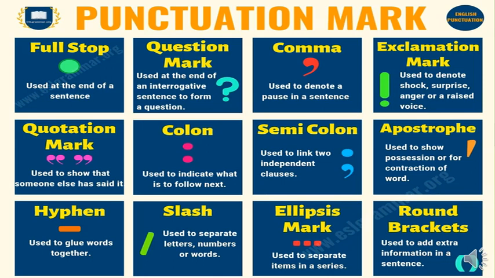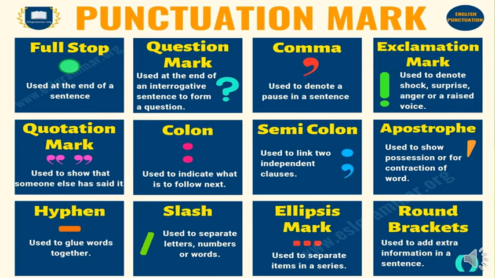Number 5 would be quotation marks, or as some people call them, speech marks. When do we use them? Of course, when somebody is saying something in the sentence, you start with quotation marks. After that, you have a colon. What's a colon? It's used to indicate what is to follow next. After that, you would have the semicolon, which is a very easy thing to use. You would just use the semicolon without any other connector. It's used to link two independent clauses.